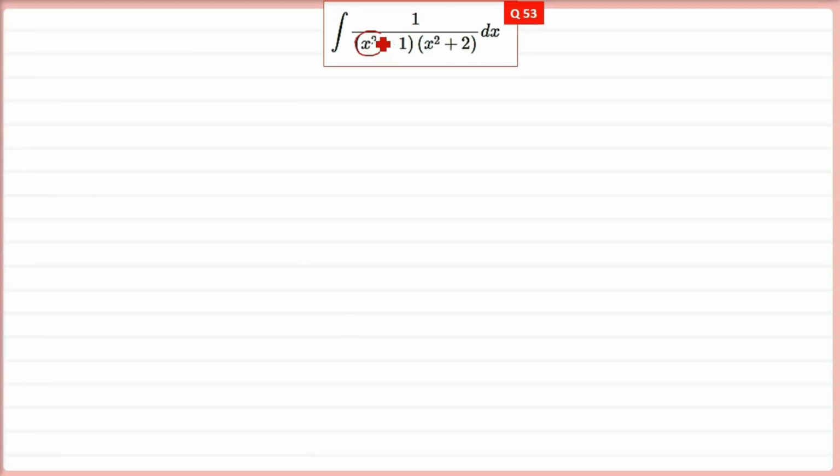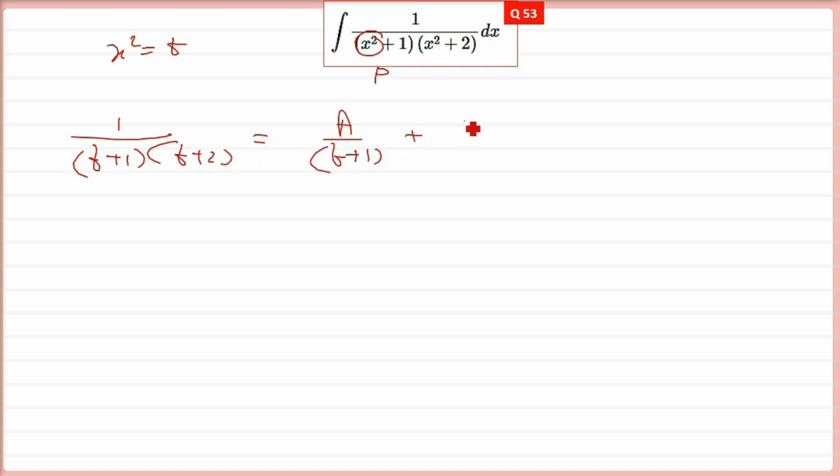Now you have understood that you can put x square equals t, or some p, and you don't have to differentiate it all the time, which we have learned earlier. So 1 by t plus 1 and then t plus 2 can be written. This will be a divided by t plus 1 plus b by t plus 2.